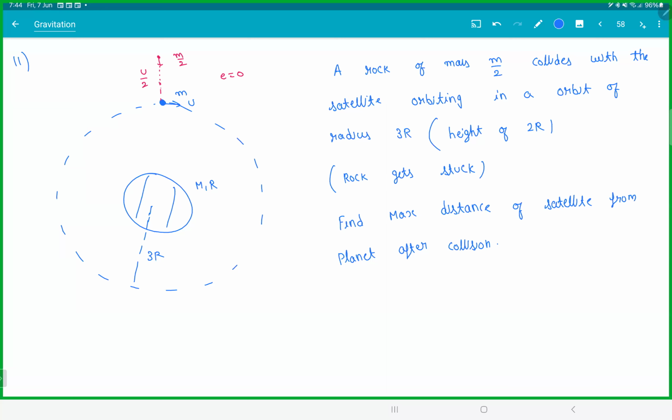Can I conserve energy initially? No, because E is 0. But can I conserve linear momentum? Yes. After the collision, can you conserve energy? Yes. After the collision gets over, you can conserve energy. This guy won't go in a circle anymore. Get me the equations.